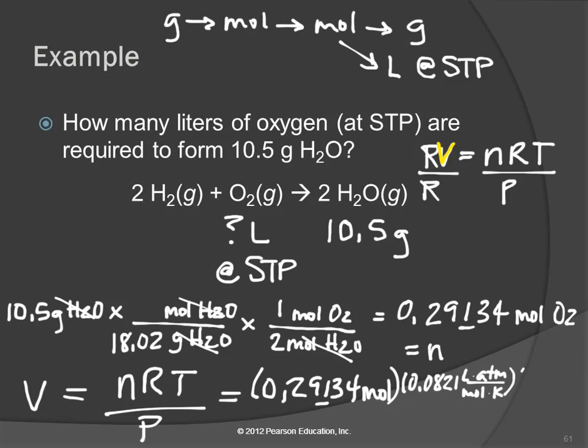What's the temperature? 273. Because that's 0 degrees Celsius, 273 Kelvin is standard temperature. What's the pressure? 1 atmosphere. So we've got the 0.29134 times 0.08. Oh, stupid.